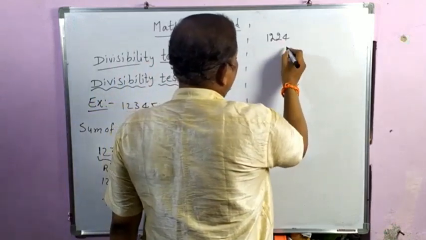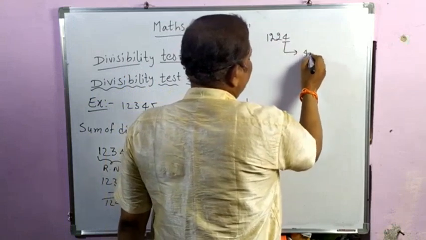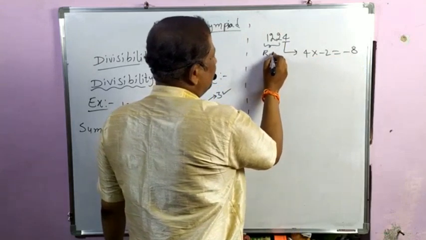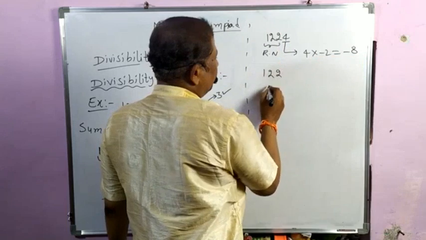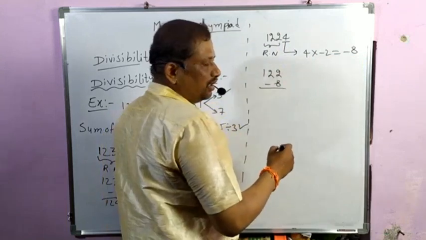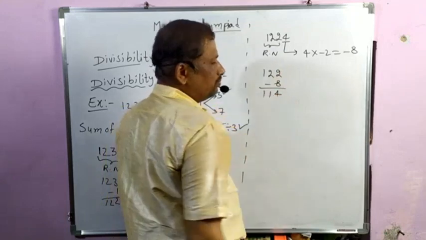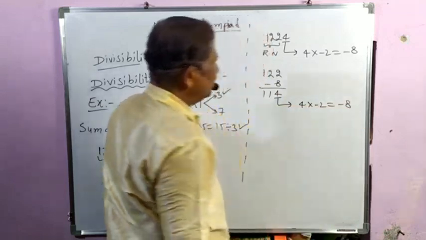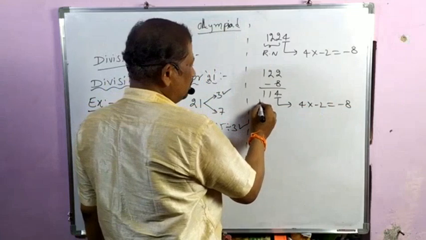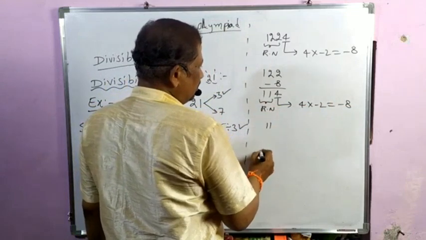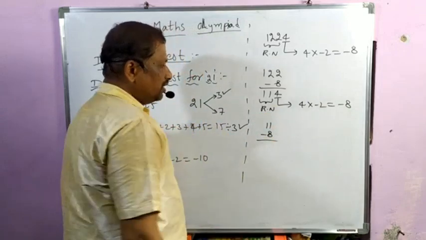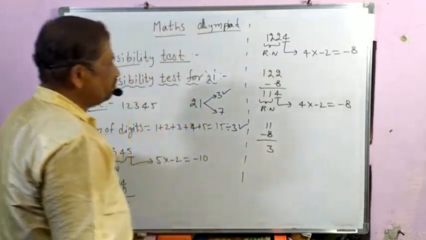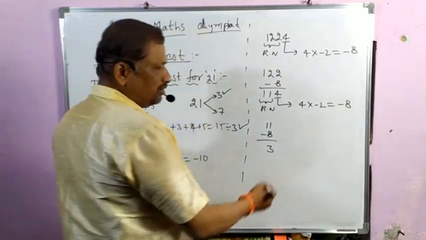1224. What is the last digit? 4. 4 is multiplied with minus 2, minus 8 will come. Here the remaining number is 122 and subtract 8 from 122. So what we get here? 114. Again if you feel this one is big, again you do the same process. The last digit multiplied with minus 2, minus 8 we will get. So this is the remaining number. So subtract from the remaining number. What you get here? Remainder 3 we will get. 3 is not divisible by 7.